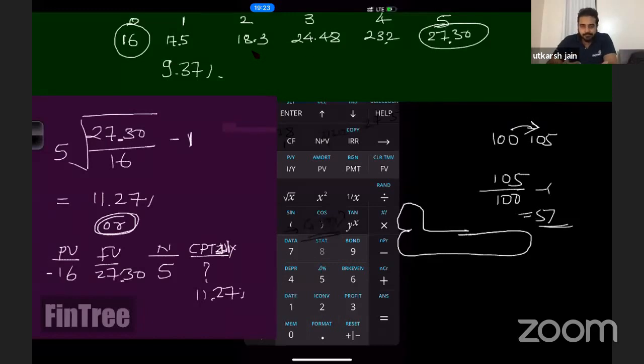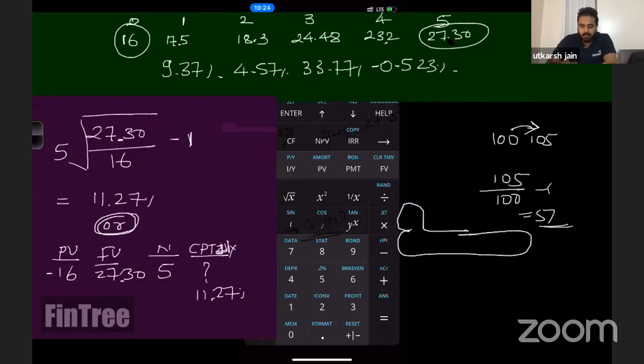So 18.3 divided by 17.5 minus 1, and this year we're getting a return of 4.57%. Next year, 24.48 divided by 18.3 minus 1. Here we got an excellent return of 33.77%. So as an investor, these are the years that you cherish because look at the rate at which your money is compounded. Then 23.2 divided by 24.48 minus 1, closing by opening. So now we have a negative return of about 5.23%.